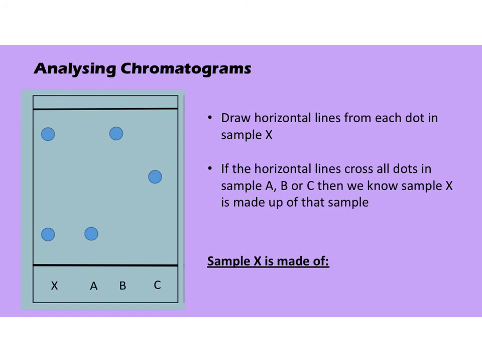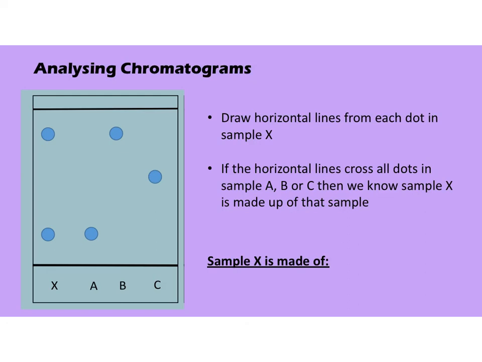If we have an unknown substance whilst we're doing chromatography, we can use the substances we do know to work out what the unknown sample is made up of. So on this chromatograph we have X, A, B and C. So we don't know what X is made up of, but we do know the results we've got for A, B and C. So to analyse this chromatogram, to see what sample X is made up of, we draw horizontal lines from each dot in sample X. If the horizontal lines cross all the dots in sample A, B or C, then we know that sample X is made up of that sample.